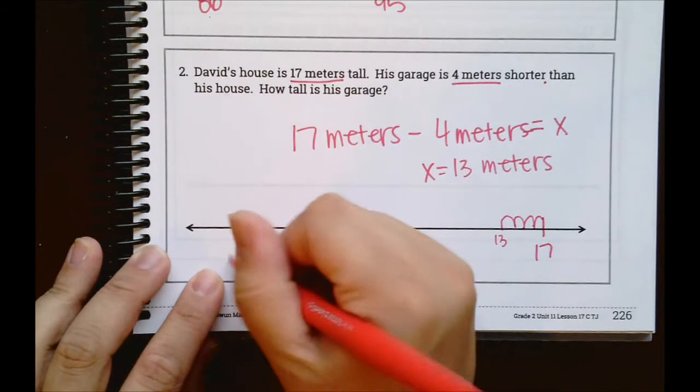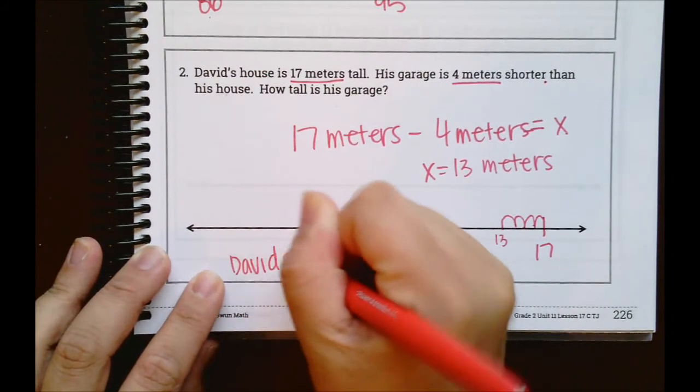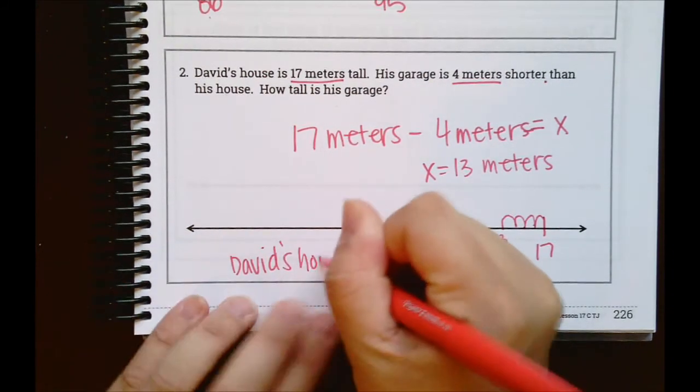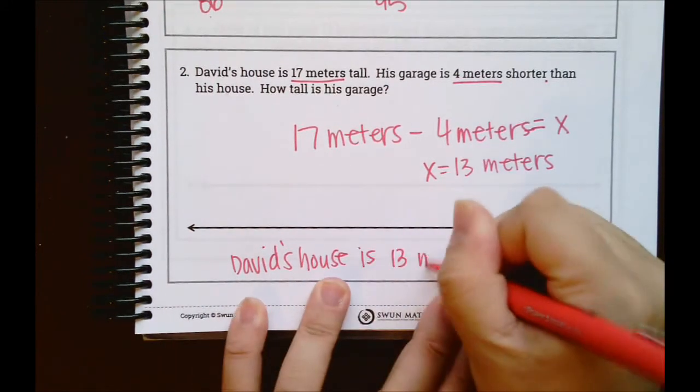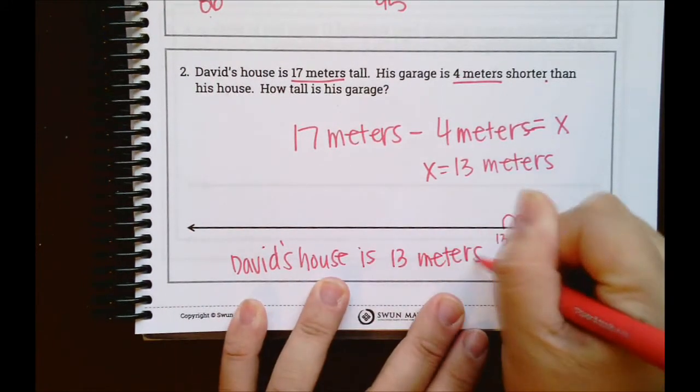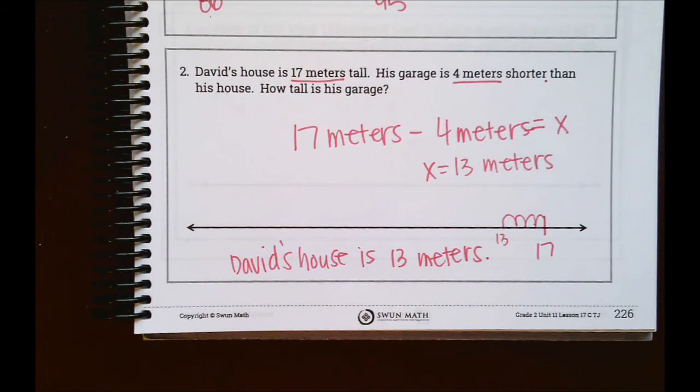So David's house is 13 meters. Easy peasy. All right.